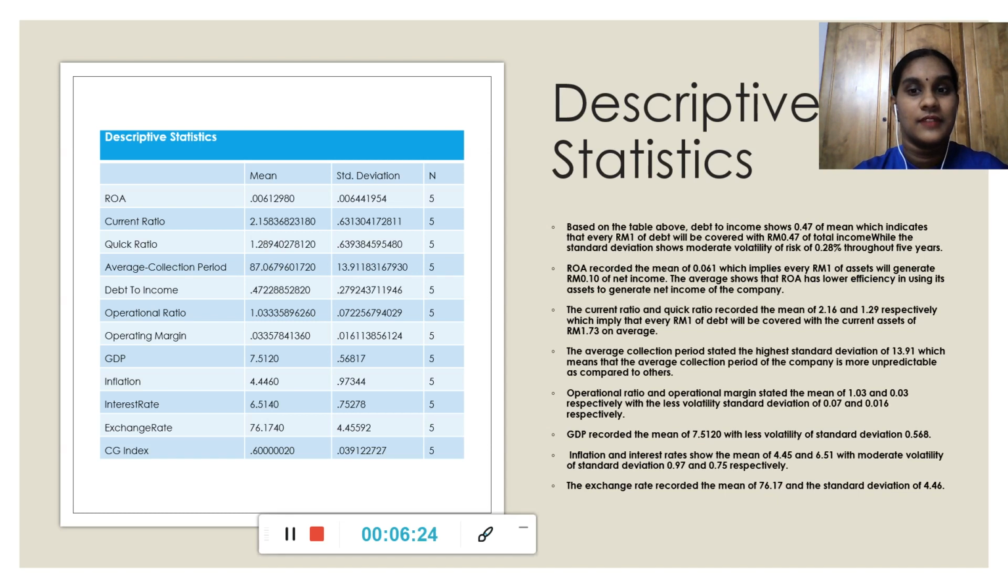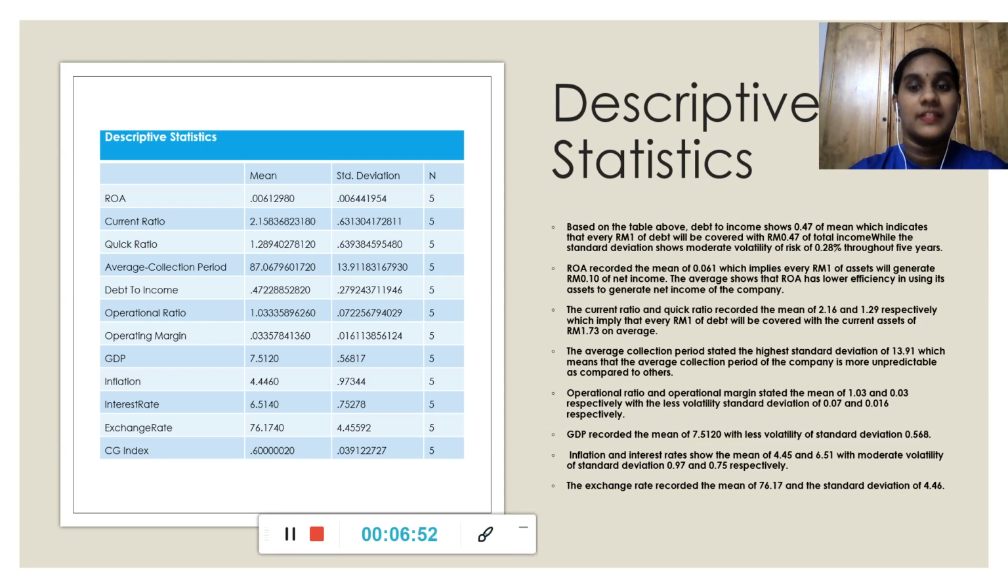The current ratio and quick ratio recorded the mean of 2.16 and 1.29 respectively, and the average collection period stated the highest standard deviation of 13.91, which means that the average collection period of the company is more unpredictable as compared to others. Operational ratio and operational margin state the mean of 1.03 and 0.03 respectively, with less volatility, standard deviation of 0.07 and 0.016 respectively.